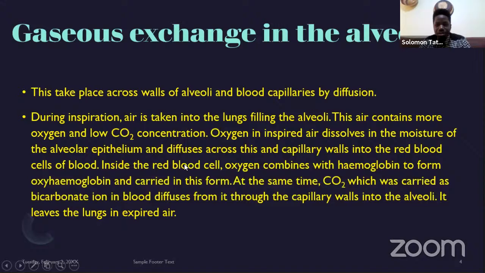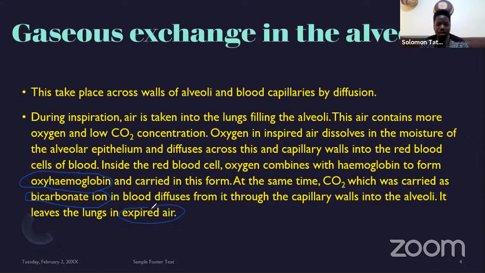Inside the red blood cell, oxygen combines with hemoglobin to form oxyhemoglobin. That's important to note. So hemoglobin turns into oxyhemoglobin and is carried in this form. At the same time, carbon dioxide, which is carried as bicarbonate ion in the blood, diffuses through the capillary walls into the alveoli. It leaves the lungs in expired air.